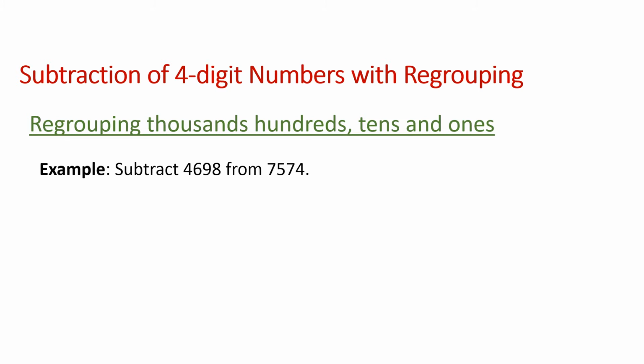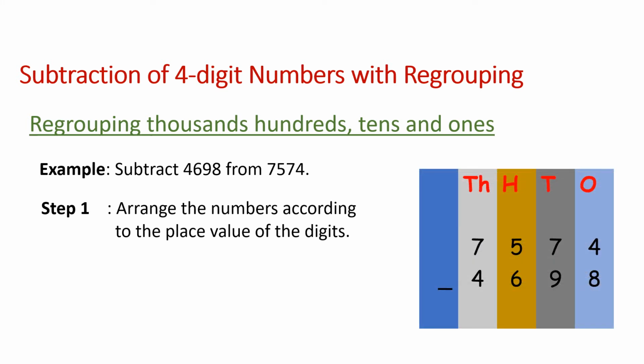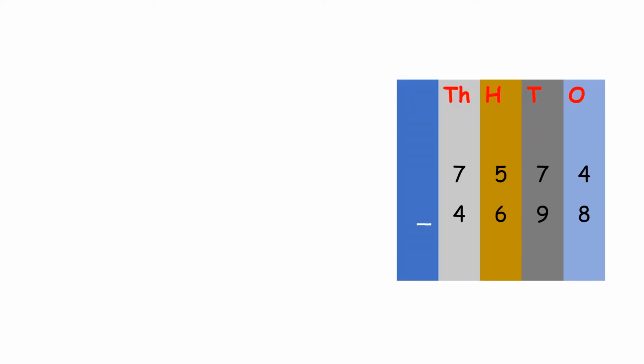Our example is subtract 4698 from 7574. As we did earlier, first of all we have to write these numbers in a place value chart. Now we are going to do our subtraction process. At first we have to subtract ones place digit.